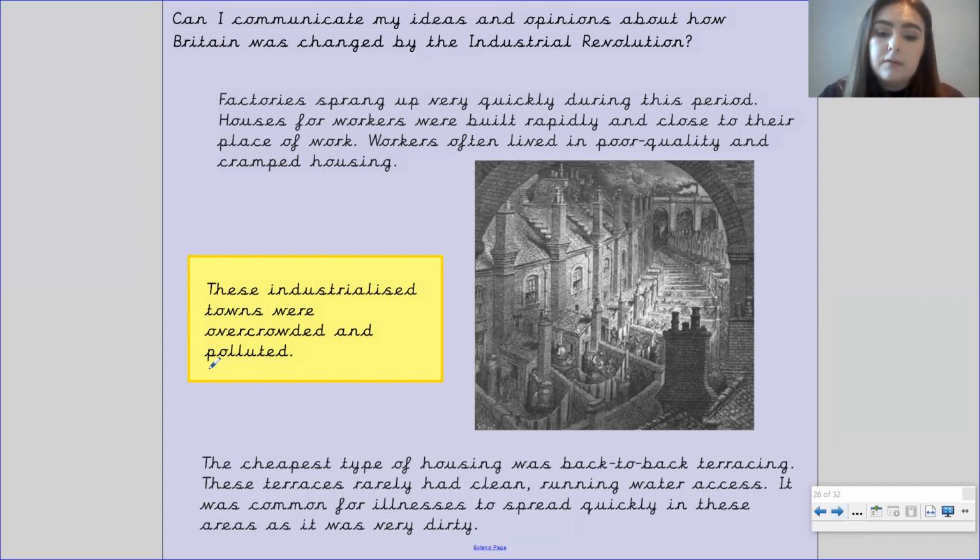And the cheapest type of housing was back-to-back terracing, which you can see here. So you've got a set of houses with a very tiny garden for somewhere that they can hang up their washing. And they have something here called an outhouse, which is where they would go to the toilet. And then on the back of this, you've got more housing with very, very small gardens and outhouses as well. So these terraces rarely had clean running water access, and it was really common for illnesses to spread quickly because these areas were incredibly dirty.